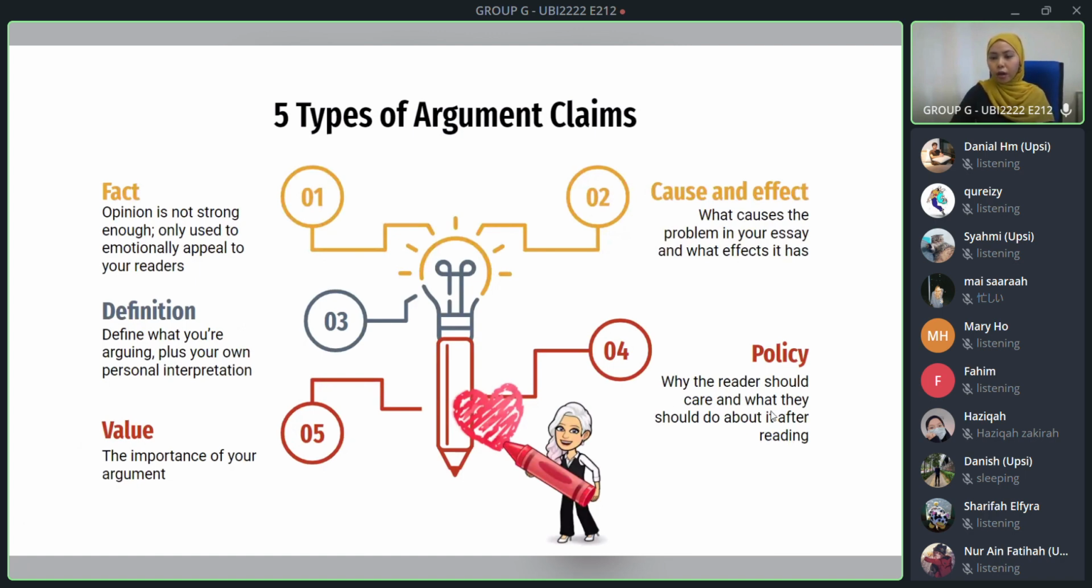Policy, why the reader should care and what they should do after reading it. So you can also put health under policy, right? It's a fact, but what should happen right after? Maybe policy of the education system, perhaps the Ministry of Education should be doing what and what to ensure that students, maybe to change the name of the subject so that people have less negative connotation about it. So these are all policy. It's not value, but it's policy.